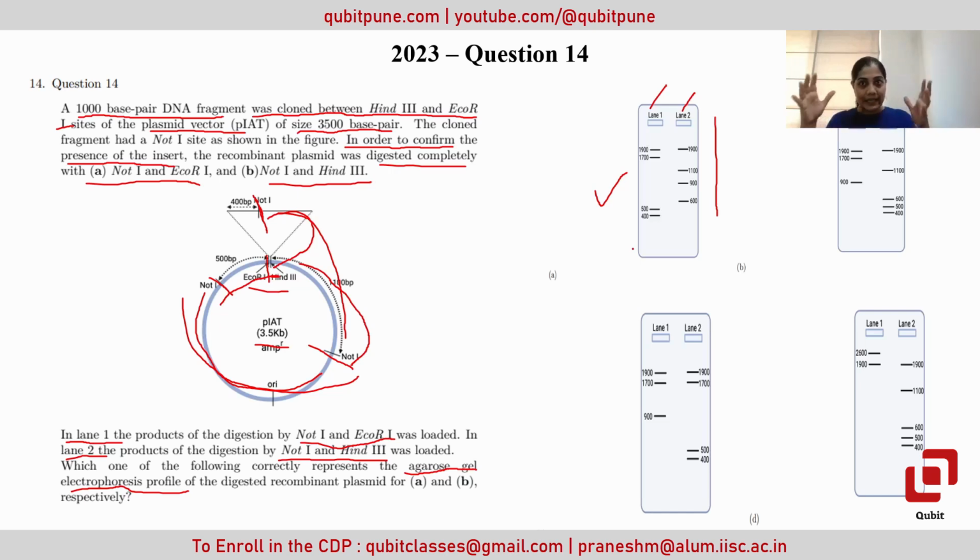So please don't get scared whenever they give gel electrophoresis. You just have to make sure where the particular restriction enzyme position is and how many cuts there will be. Firstly find that out, and then if similar options are there, then look at the size. Okay.